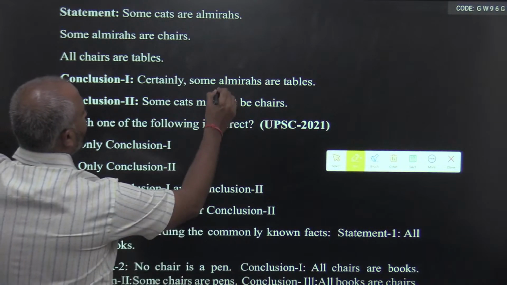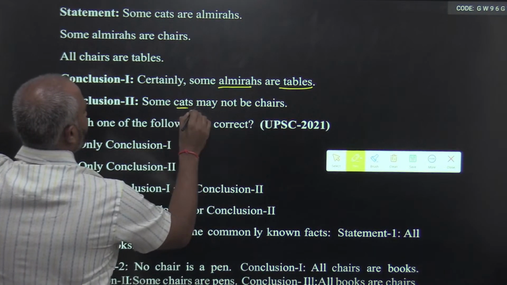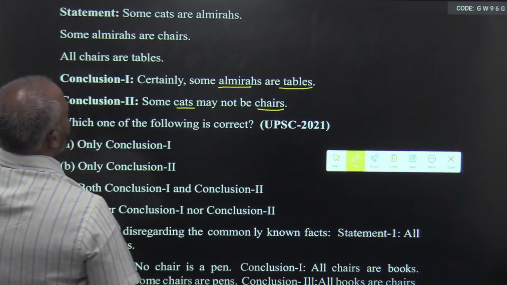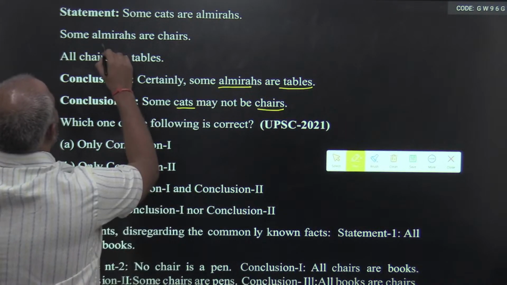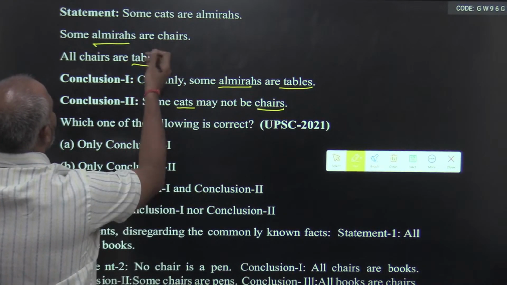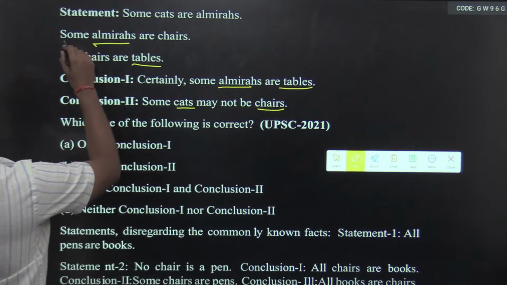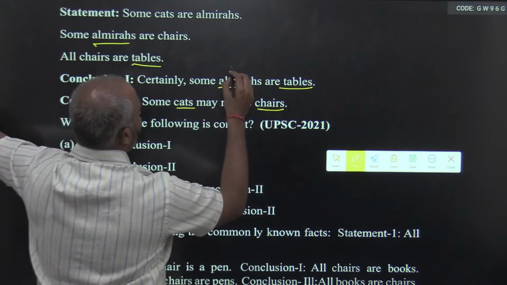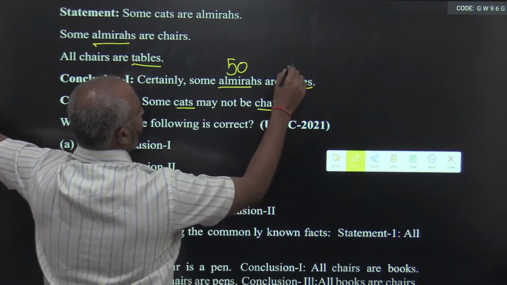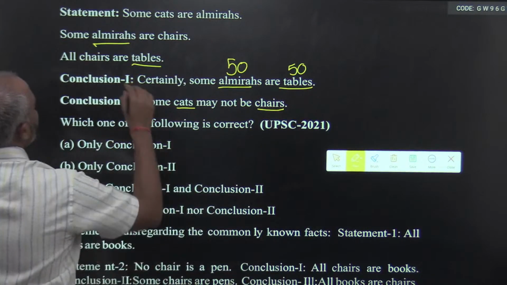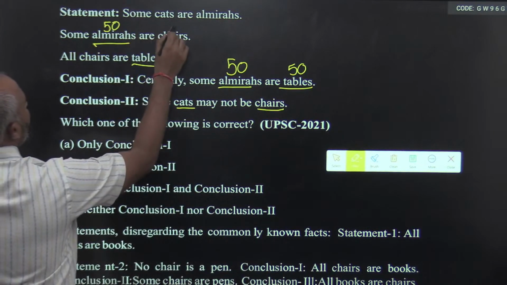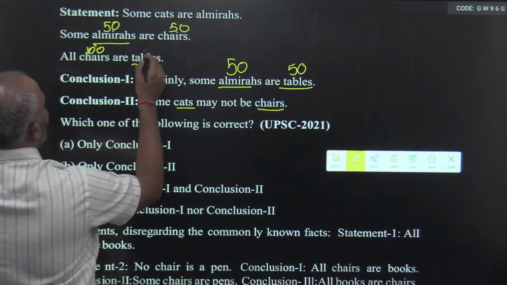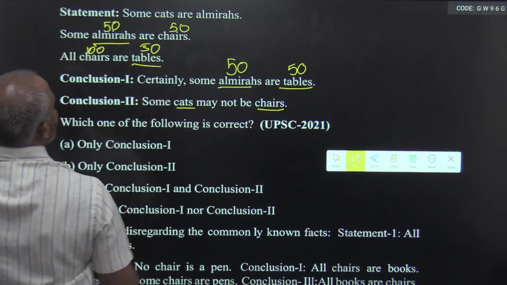You see the relation: almirah and tables, cats and chairs. First one is almirah and table. Almirah is here, table is here. So the common element is this. First, certainly some almirahs are tables. Some, so particular 50. A positive statement 50. Same here 50 and 50. All, so the value is 100.